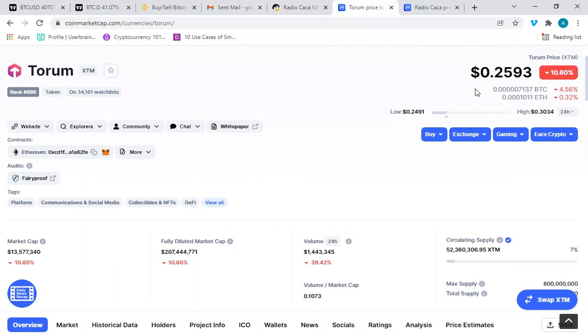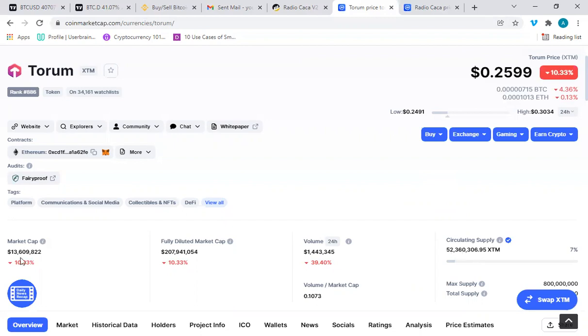0.2593, right? 0.2593 multiplied by the circulating supply. The circulating supply of this coin is 52,036,306. So this current price with this circulating supply is what gives you the market cap. I don't think we really need to do any calculation because they've already been calculated.